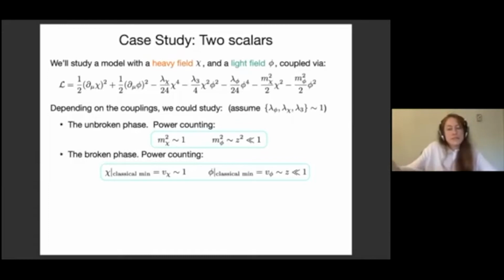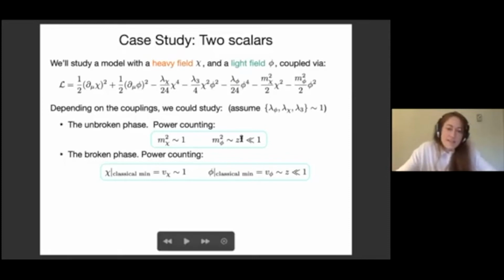Maybe a bit more interesting for our purposes is to look at the broken phase of the theory where the fields get a vev. So in this phase, suppose I'm in the regime of parameter space where both phi and chi want to get a vev, then let's call the vev at the classical minimum v. So v chi is chi at the classical minimum. It's the appropriate combination of these couplings in the Lagrangian I wrote here, and same for phi.